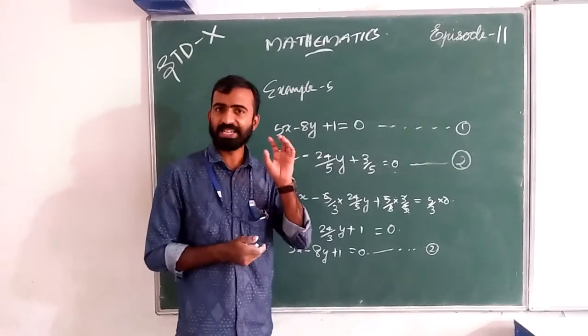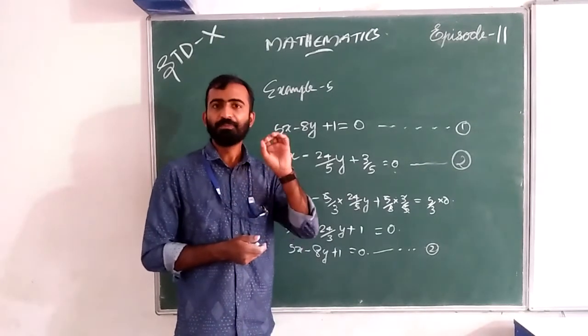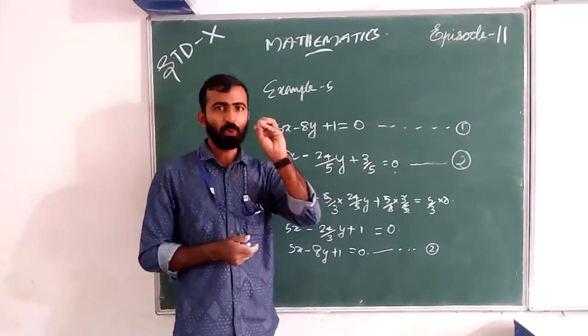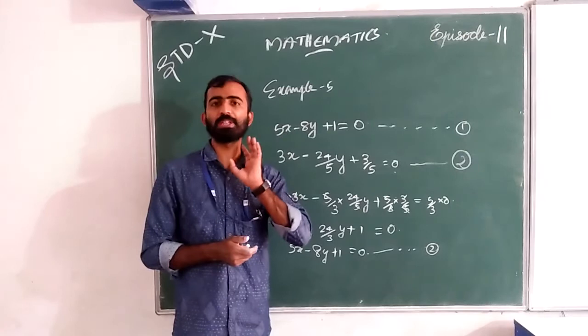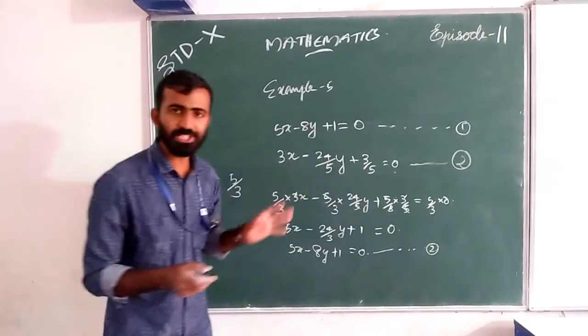In previous class we discussed that when the graph is coincident, there are many solutions or infinite solutions. We can check.